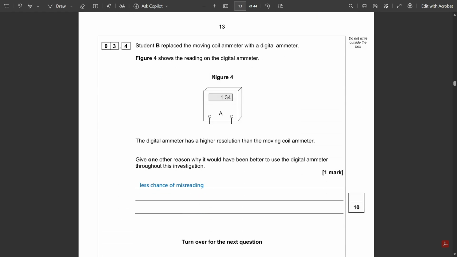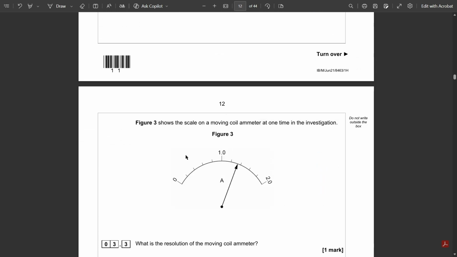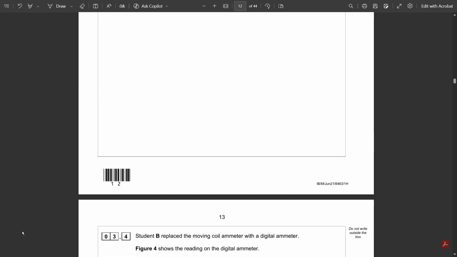Then student B replaced the moving coil ammeter with a digital ammeter. Figure 4 shows the reading on the digital ammeter. The digital ammeter has a higher resolution than the moving coil one. Give one other reason why it would be better to use the digital ammeter throughout this investigation. That's because it has less chance of you misreading. You're less likely to misread this than you are to misread this, and that could be for a number of reasons, such as parallax error.